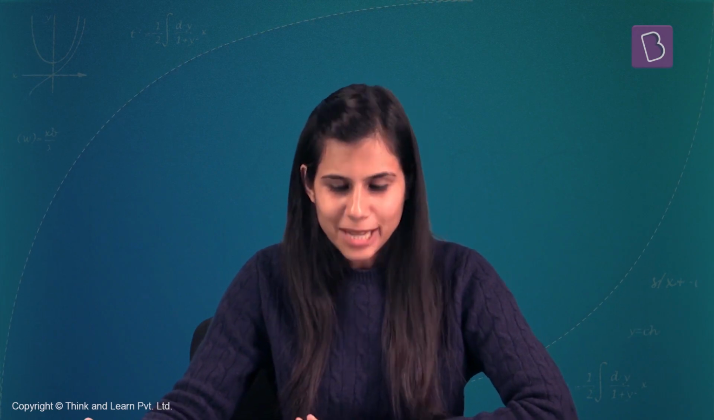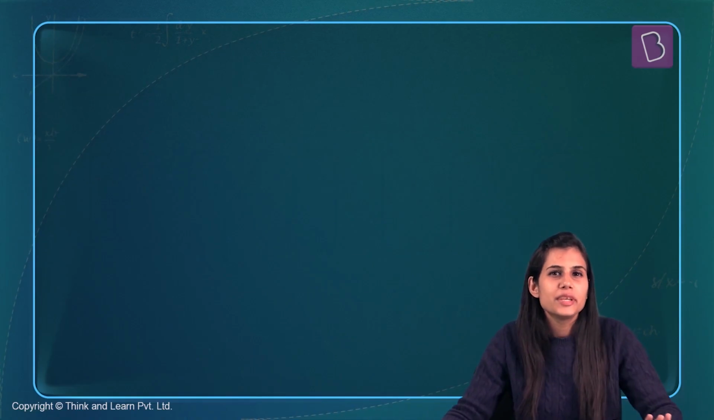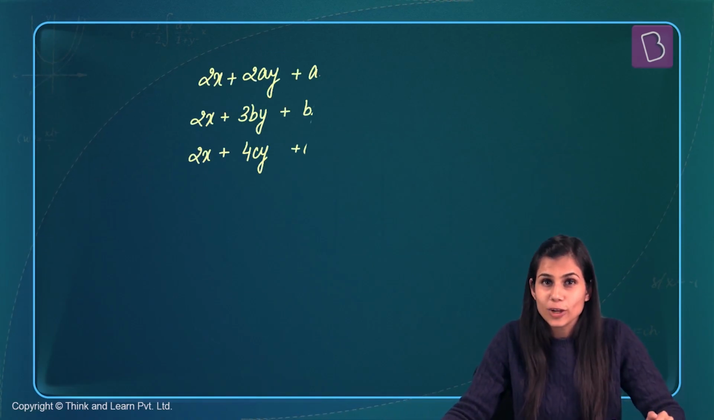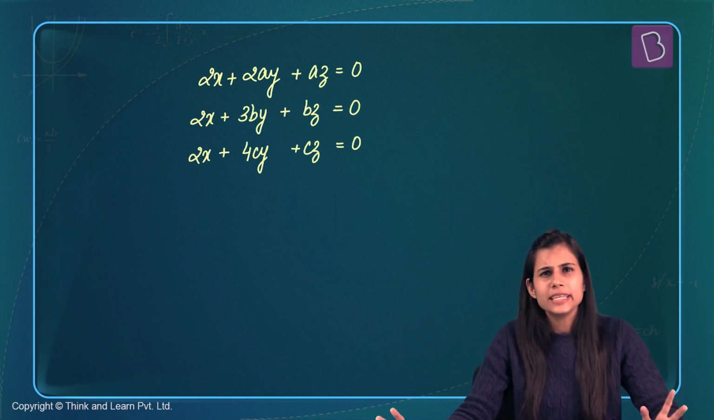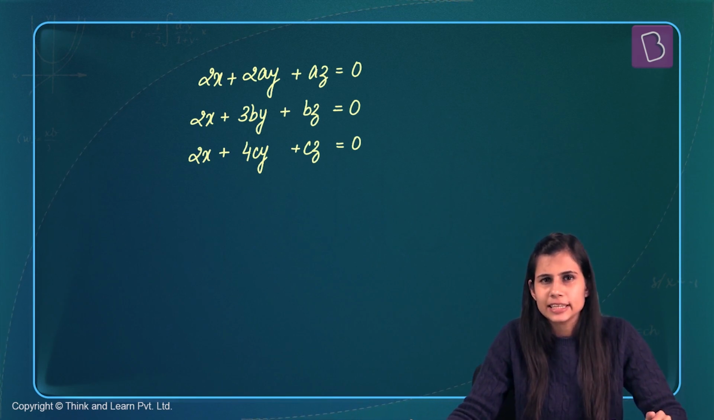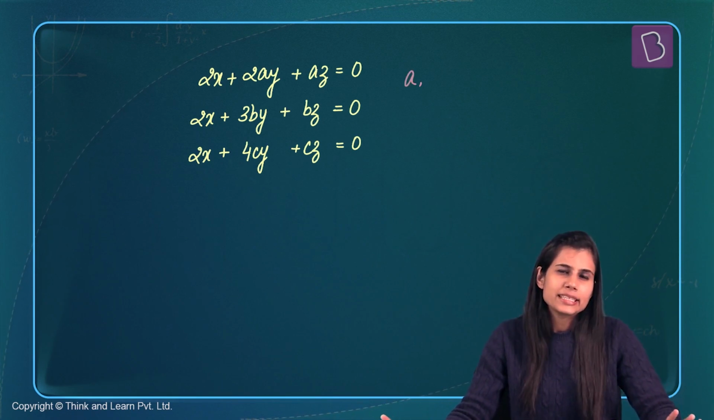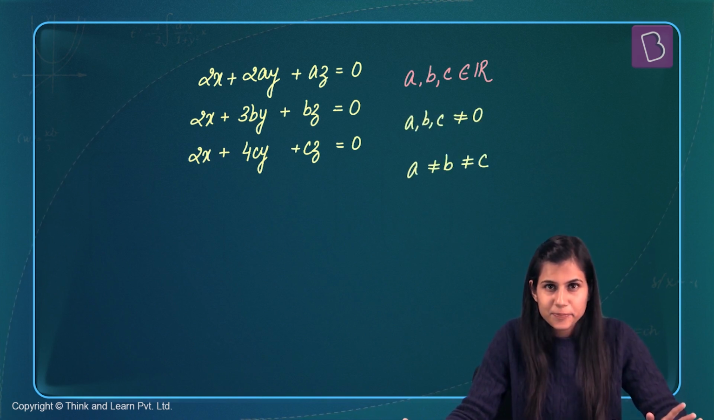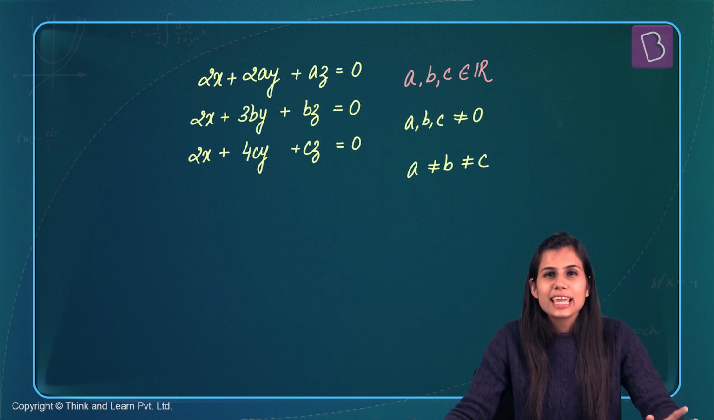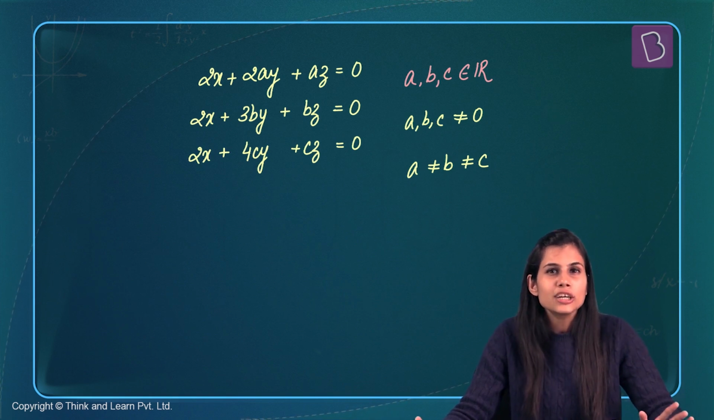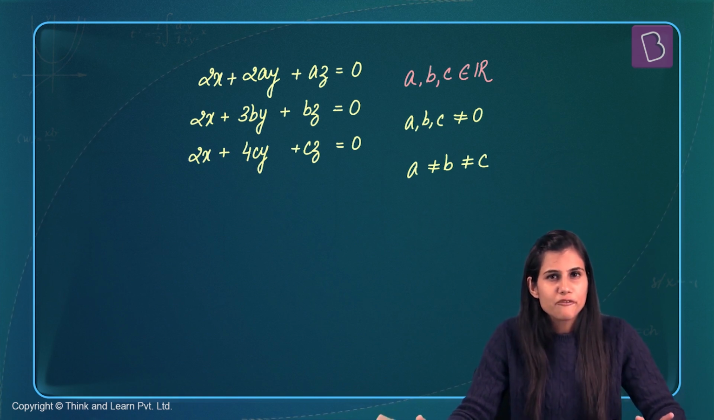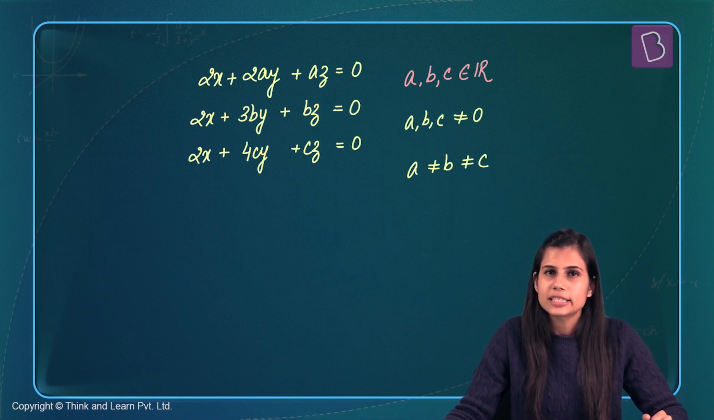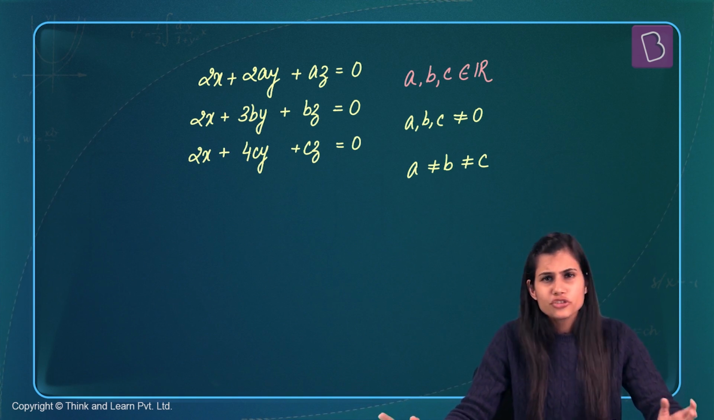Okay, then, belonging to the umbrella of algebra, comes up the next question from Matrices. It says, if you have this homogeneous system of 3 equations consisting of A, B and C constants, as you can see in here, such that these A, B, C are all real numbers, they are all non-zero, they are all distinct, then if this system has a non-zero solution, find out the relationship between these constants A, B and C.